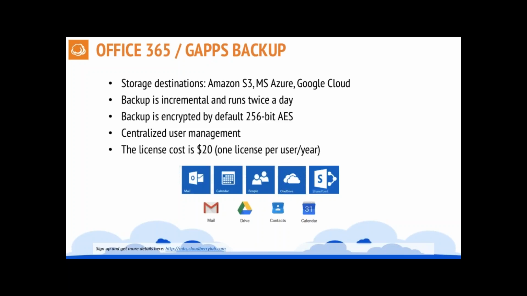Once you set your storage, you can create a unique link for your customers to access the backup service. And finally, just add customer domains or users which you would like to back up. Of course, you can either operate your customers' backups on your own or let your customers control their backups with a centralized user management console. For Office 365, we back up Mail, People, OneDrive, Calendar, and SharePoint. For Google Apps, we back up the same services. The only difference is that in Google, we don't yet back up Sites.